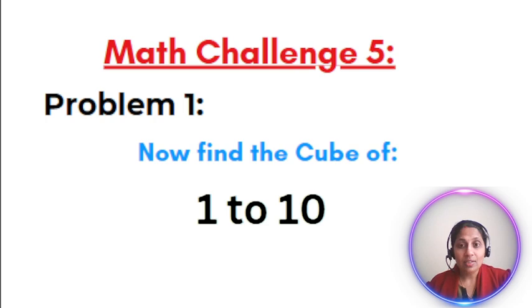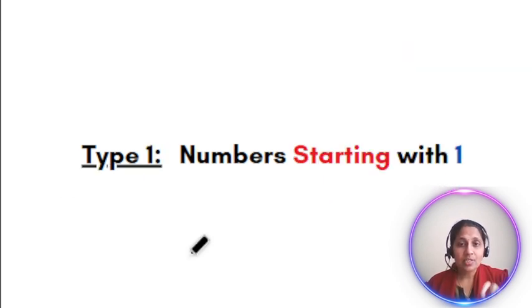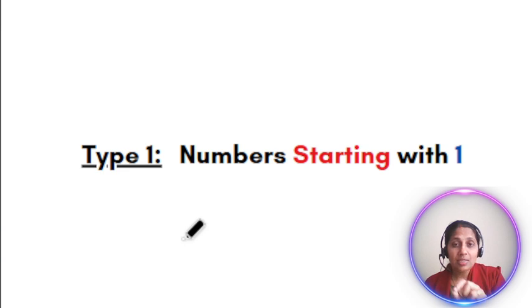Now here, when coming to the cube, there are 4 types of numbers. Type 1 is numbers starting with 1. Type 2 is numbers ending with 1. Type 3, the same numbers repeating, and type 4, different numbers, where both the numbers are different. So let's start our lesson with type 1, which is numbers starting with 1.